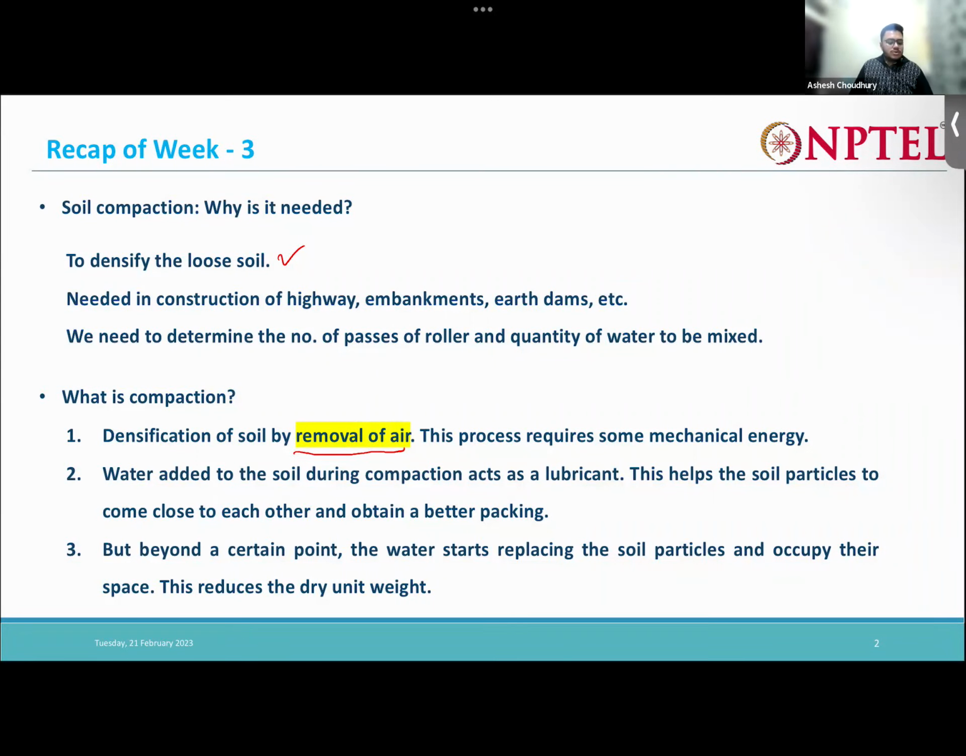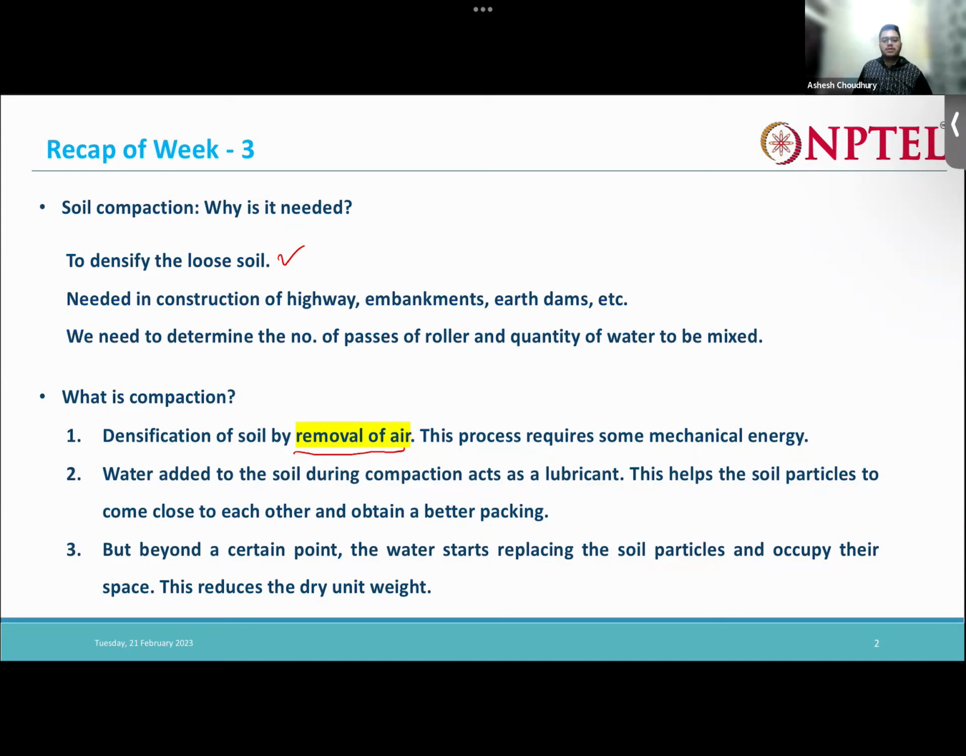In order to remove air, you need to apply some external mechanical energy. So this process needs mechanical energy. How do we provide that mechanical energy? With the help of a roller, a road roller in the field, correct? So compaction is nothing but densification of soil by removal of air.